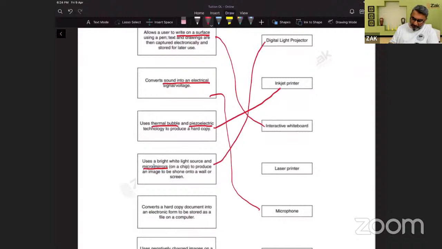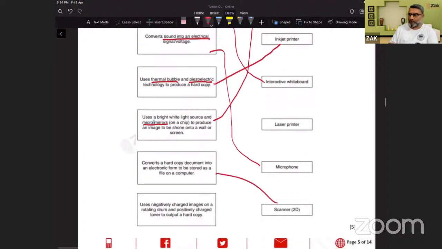Converts a hard copy document into an electronic form. Converts a hard copy document into an electronic form is basically 2D scanner. और इसके बाद uses negatively charged image rotating drum. जो rotating drum का word है, rotating drum का मतलब है कि बस वो लेजर प्रिंटर, ठीक है.